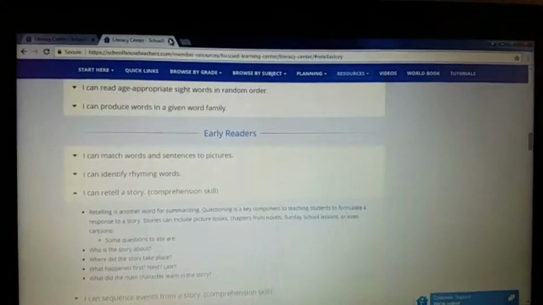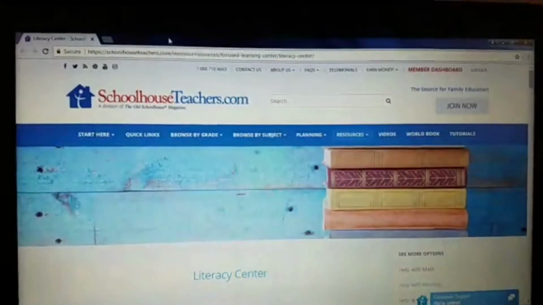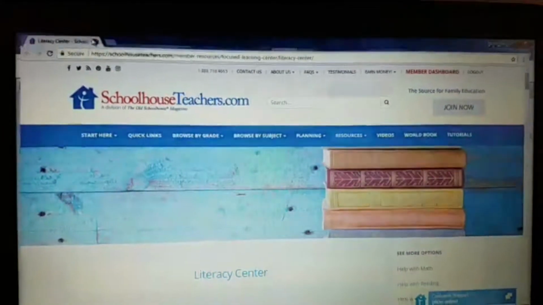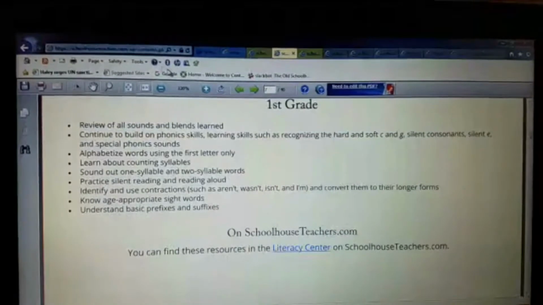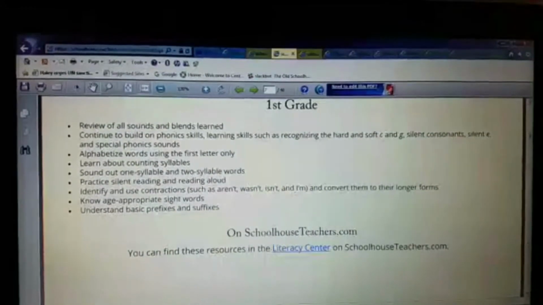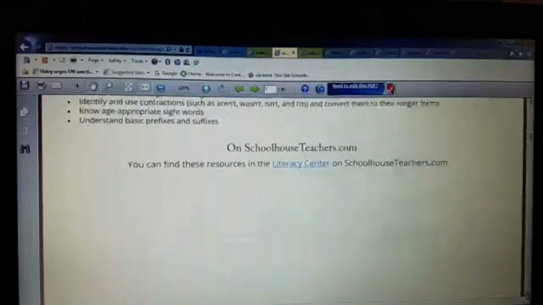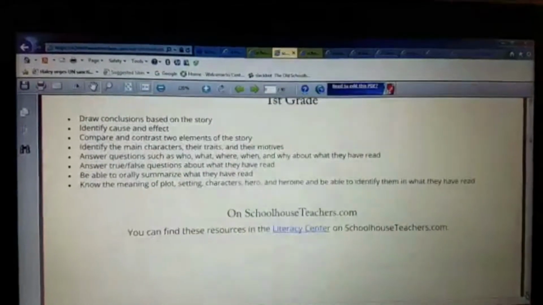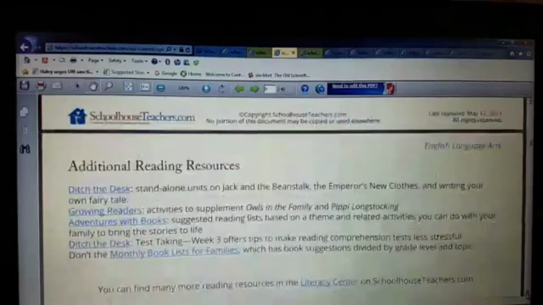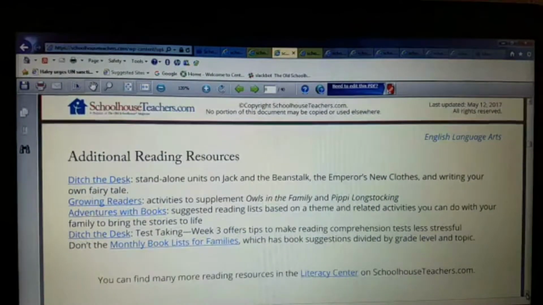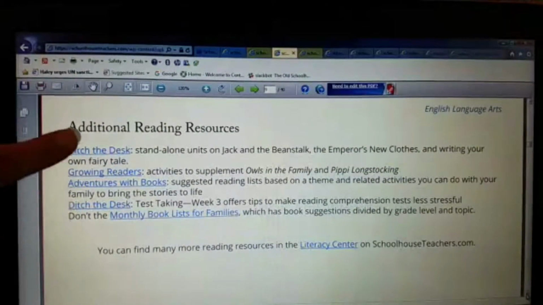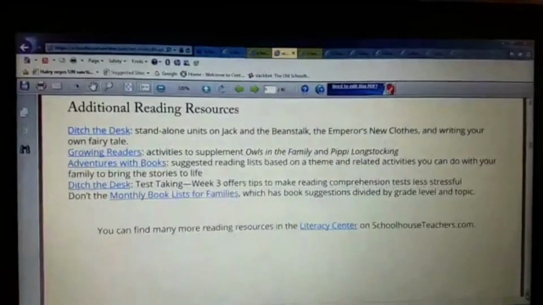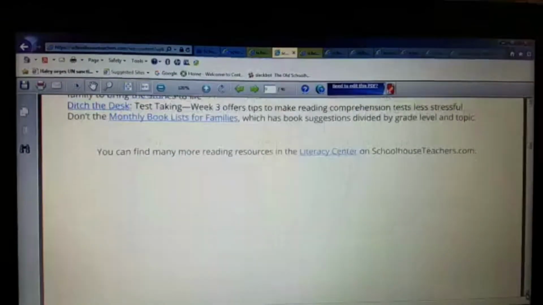Okay, we also have the McGuffey 1st grade reader, where you can download the whole book. It's really cool. That has been around for years, and people have taught their children how to read with it. It's a classic. It's great. There are also things on reading comprehension and additional reading resources. And it lists some other things here that you can do with books or with the book list for families, and it has some more things in the Literacy Center.